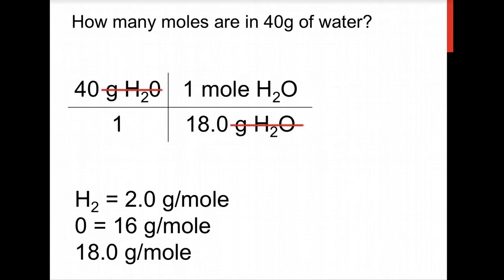So if we do our cross cancellation and get rid of that unit, we're going to be left with moles. And then if we do the math here, if we multiply across the top and multiply across the bottom and then divide 40 by 18, we're going to come up with 2.22 moles of water. So 40 grams is 2.22 moles of water.